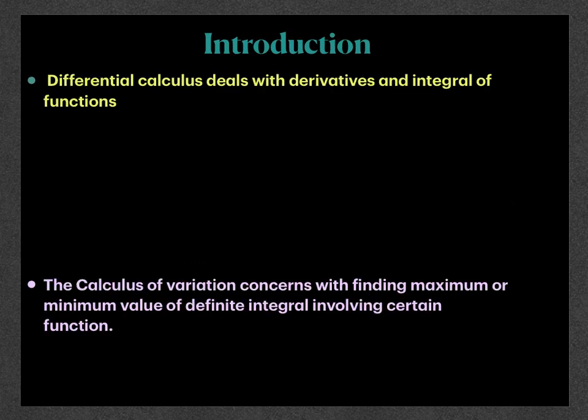Now let us know what calculus of variations is. It is a field of mathematics about solving optimization problems. Optimization means minimization or maximization of functionals. The methods of calculus of variations to solve optimization problems are very helpful in mathematics, physics and many engineering problems. It mainly concerns finding the maximum or minimum value of a definite integral involving certain functions.